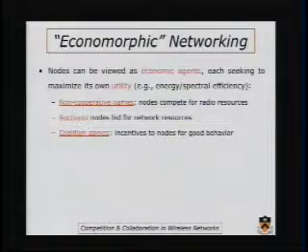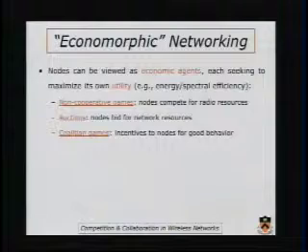So the idea here is that we view the nodes in a network as economic agents, just like economists like to look at us as being economic agents. And each one is seeking to maximize its own utility. So utility for us is always measured as some kind of happiness or dollars or something like that. For nodes in the communication network, we would measure utility as energy efficiency or spectral efficiency or something like that.